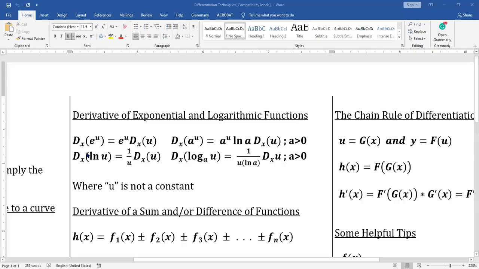Okay, so we're done with the e to the u. Now let's work on a to the u. It says here that the derivative of a to the u, guys, is just equal to a to the u itself, and then ln, which stands for natural logarithm, a times the derivative of u. This is only going to work when a is greater than 0. So if your a is a negative number, then it's not possible to do it.